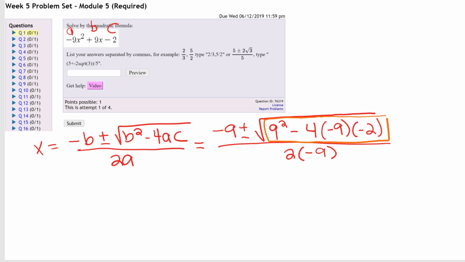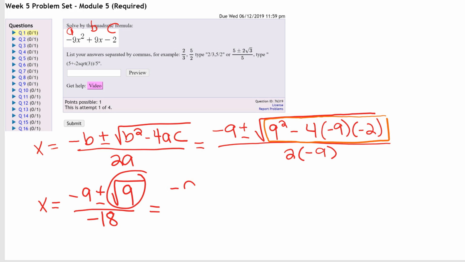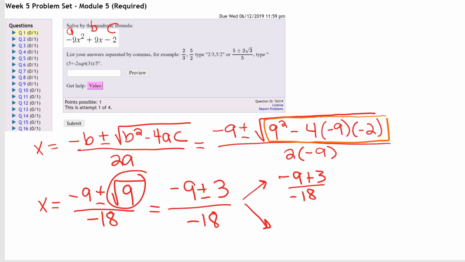So when I come back out, I've got x equals -9 plus or minus the square root of 9 all over -18. So the square root of 9 is 3. So I know it's -9 plus or minus 3 all over -18. And then I'm going to get two different answers here. I'm going to get -9 plus 3 over -18, or I'm going to get -9 minus 3 over -18. So that's going to give me, doing the top first, -6 over -18. When I type that in my calculator, I get a decimal. So make sure you turn it back into a fraction, and you get a positive 1/3.